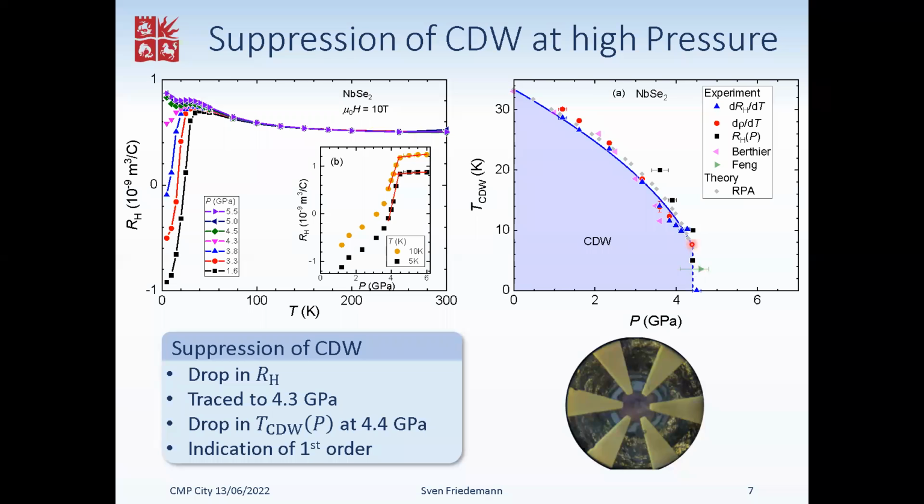And I've included this here as those black points. For higher temperature, that does shift to lower pressure, in line with what we see from these other probes. And hence we can establish the phase diagram of the charge density wave as being smoothly suppressed and then suddenly dropping to zero. And hence we have evidence here that there's a first order transition of the charge density wave. Down here is a picture of how the sample sits in the pressure cell, but I'll talk about this tomorrow in more detail.